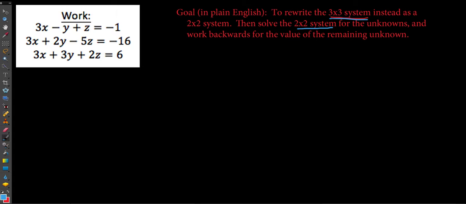So I suppose the idea is if we had a 2x2 system, guys, we already know how to solve 2x2 systems, so why not rewrite our 3x3 as a 2x2? So let's go ahead and begin by taking a look at this system of three equations and three variables that I have on the left over here.